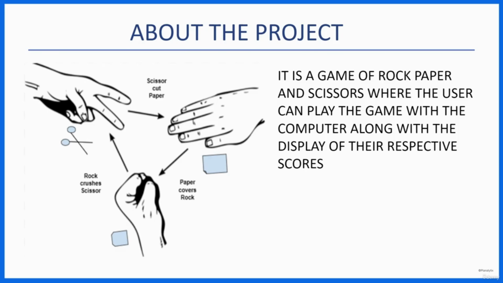So basically in our project, we are going to create a game of rock, paper and scissors where the user can select any one of the choices from rock, paper and scissors, along with the computer choosing its own choice, and then either the user or the computer can win the game based on the number of times he won the round.